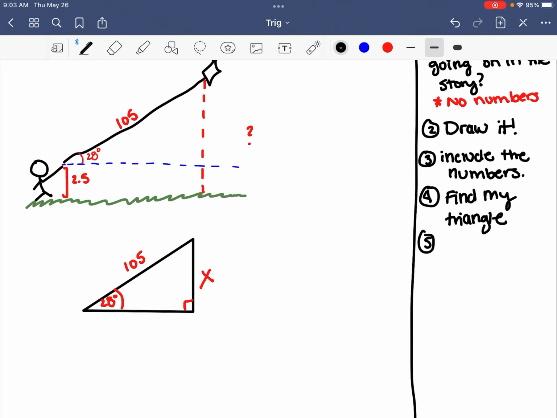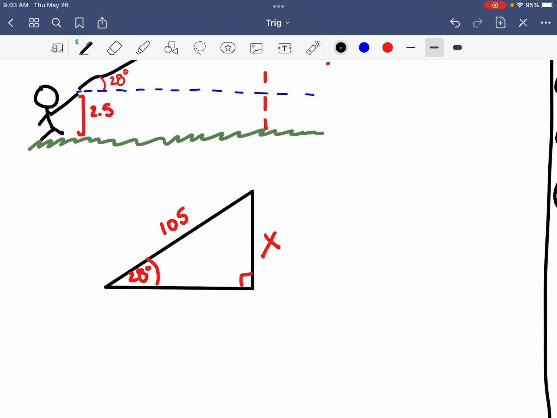So now I'm going to use some math. What can I use to find this side? So far we've learned about the Pythagorean theorem. Pythagorean theorem only talks about the sides, and I need at least two sides, so I can't use that guy. I'm going to be using some trig.